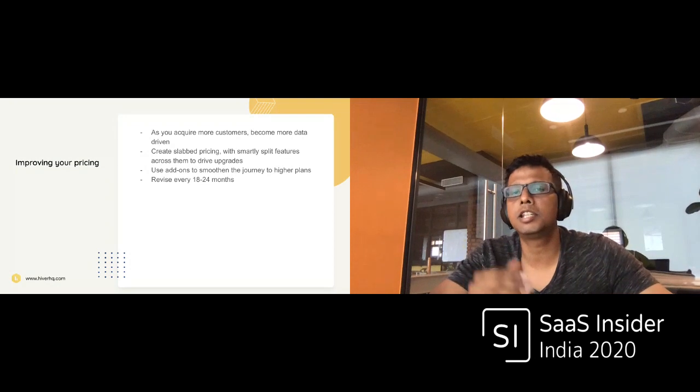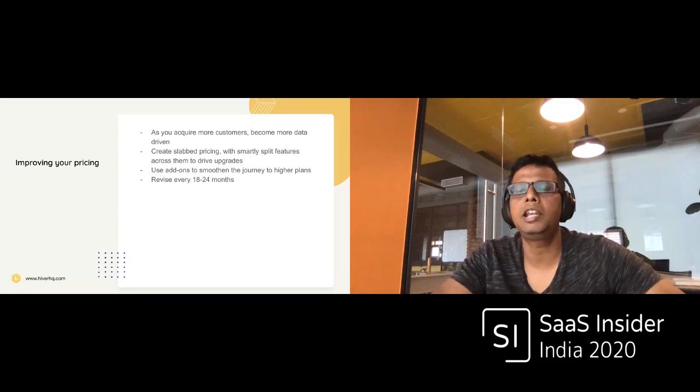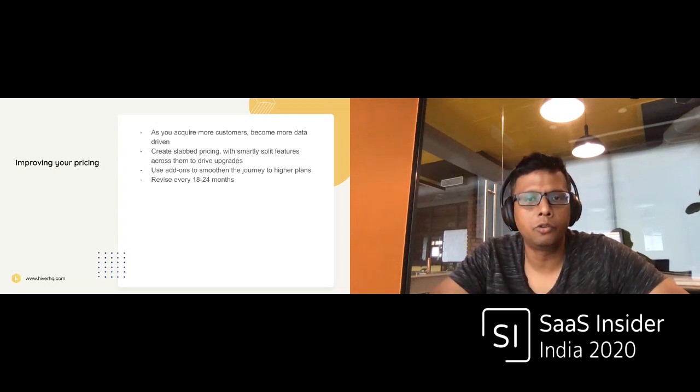The general direction is to revise up, and the guideline of revising up is because in those 18 to 24 months you have definitely worked on your product, added more features, and made the product more valuable. So the only direction to go is to go up, right? So definitely revise it every 18 to 24 months.